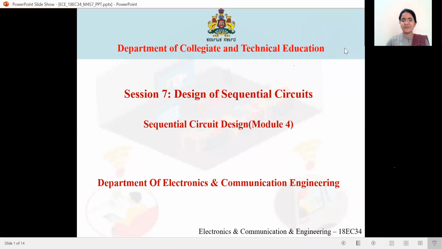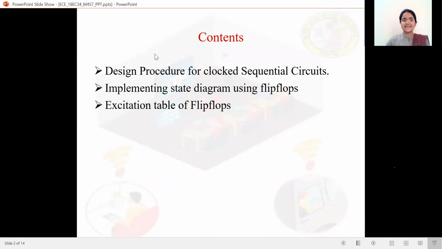Welcome to session 7 of module 4. In this session, we are studying about designing of sequential circuits from the state diagram. These are the contents that we are studying in this session.